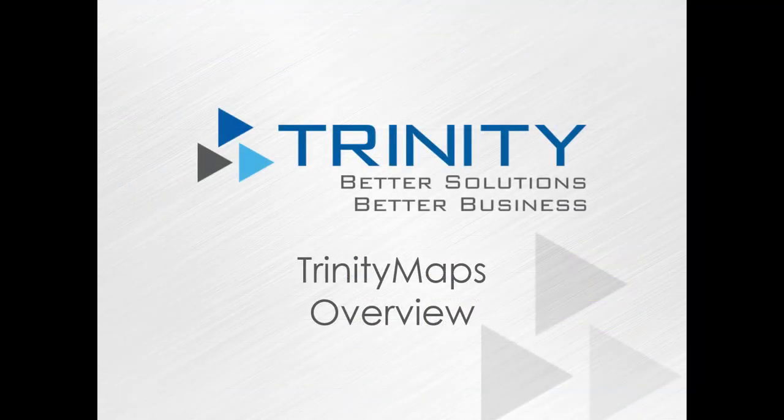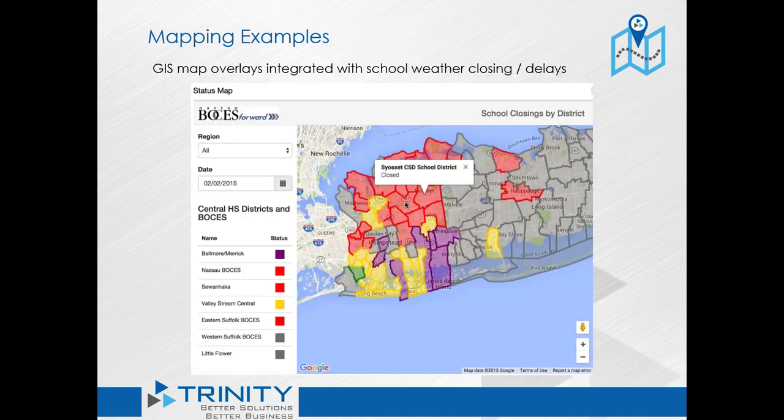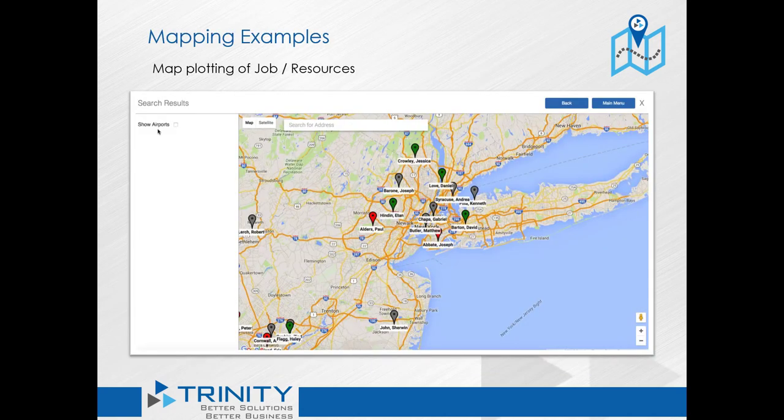Trinity has built extensive capabilities using map type functionality within QuickBase. This includes what you've seen there, where we can map any type of data. We've got GPS overlays and plotting, including GIS overlays. We can route and schedule within QuickBase. I'm going to show that to you in a second. We can schedule assets, and of course, pin selection for assignment, as we just showed you, to get accurate latitude, longitude modeling. So there's a GIS overlay as an example.